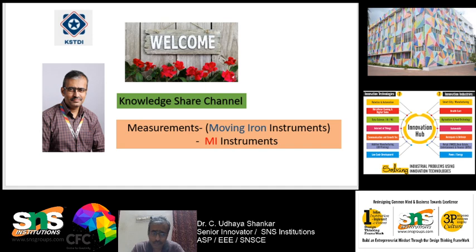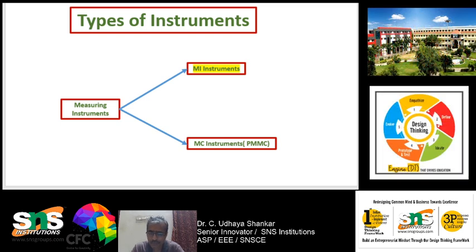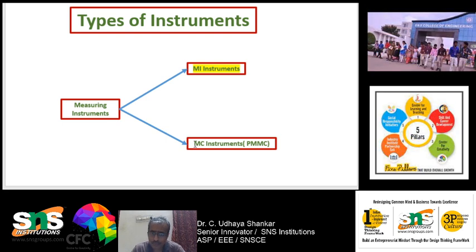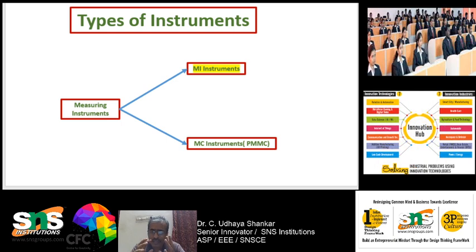Before going into that, we will see how they are classified. Analog instruments can be broadly classified into two types. One is the MI instruments, which is called moving iron, and the other one is moving coil, that is MC instruments. What is iron and what is coil? If you have an iron core and it is moving, it is called moving iron.